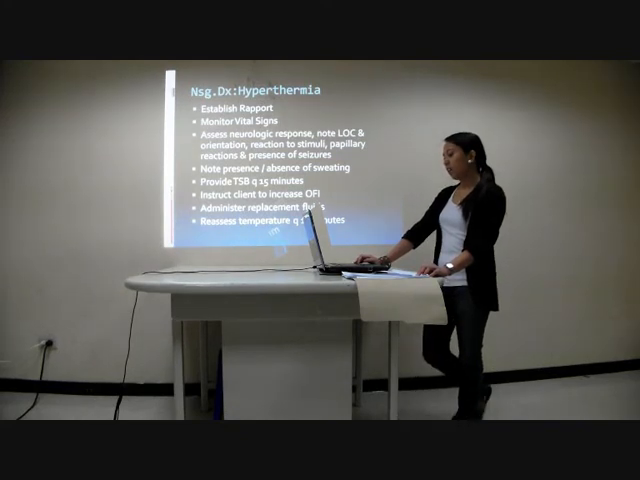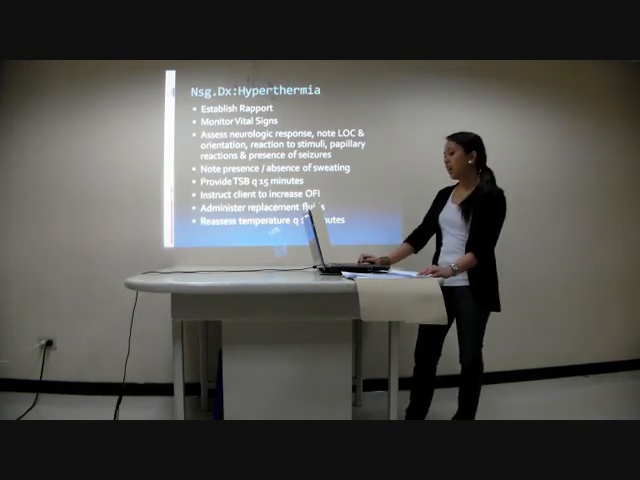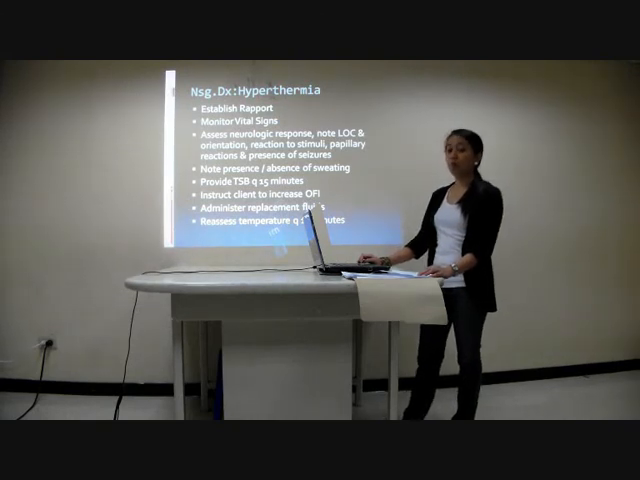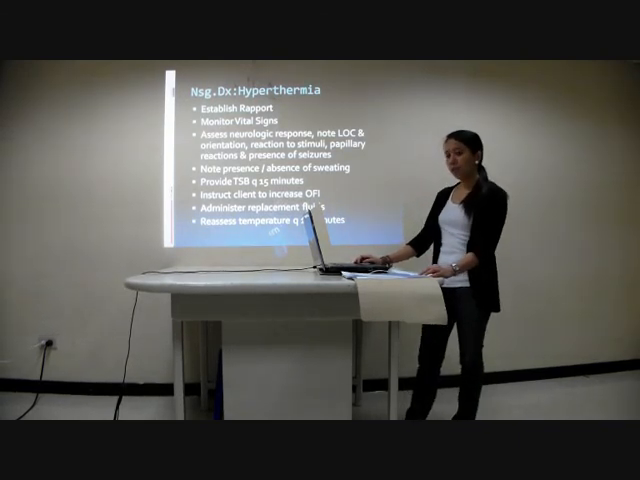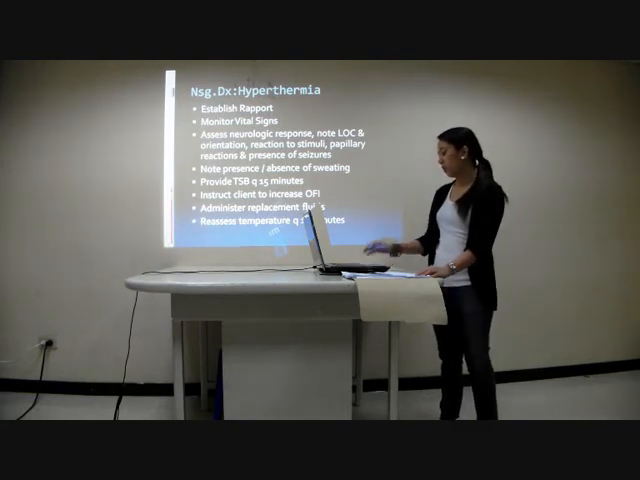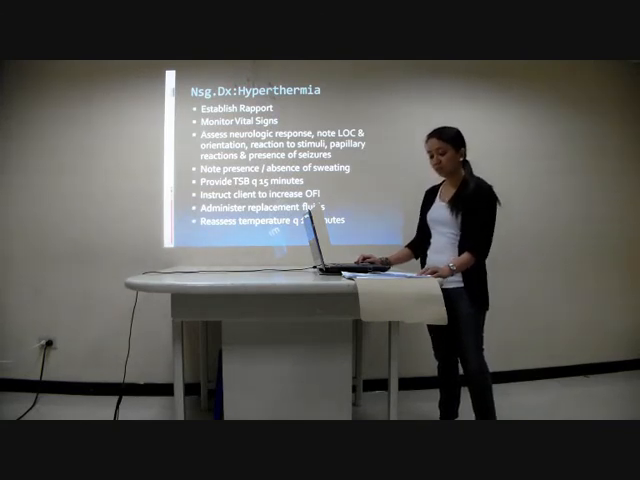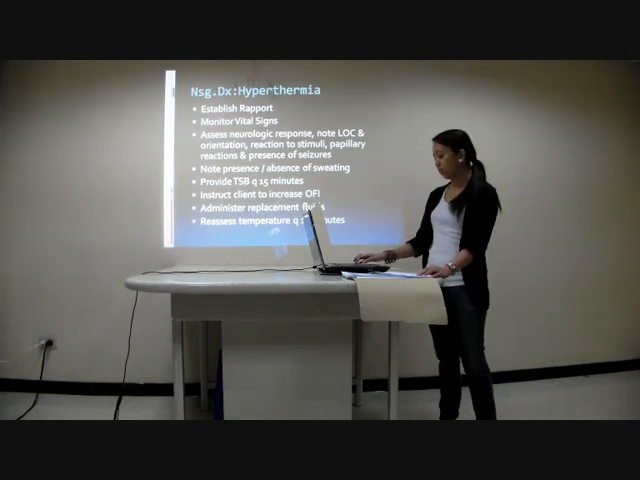Next is to provide a tepid sponge bath every 15 minutes to reduce body temperature. Instruct the client to increase oral fluid intake to prevent dehydration. Administer replacement fluids by using the intravenous fluids as ordered to support circulating blood volume and tissue perfusion. And then again, reassess temperature every 15 minutes to determine the effectiveness of the interventions used.